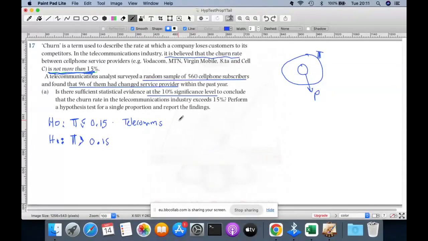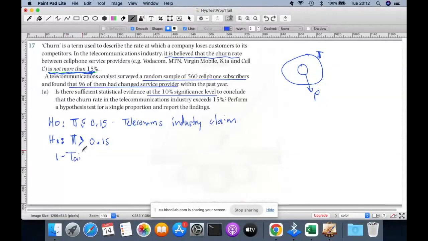I'm just lazy, so I'm writing telecoms. Industry claim. This is what they claim. Okay. All right. So now remember what I told you before: when you have equals to, it's a two-tailed test. And when you don't have that, then it's a one-tailed test. And that's what we have here. This is a one-tailed test. All right, one-tailed.